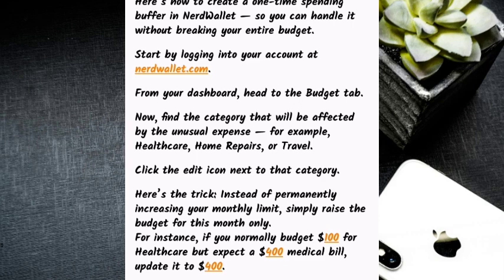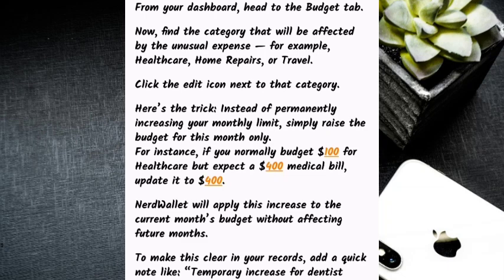Here's the trick. Instead of permanently increasing your monthly limit, simply raise the budget for this month alone. For instance, if you normally set a budget of $100 for healthcare, but you expect a $400 medical bill, then you want to update this to $400. NerdWallet will apply this increase to the current month's budget without affecting future months.